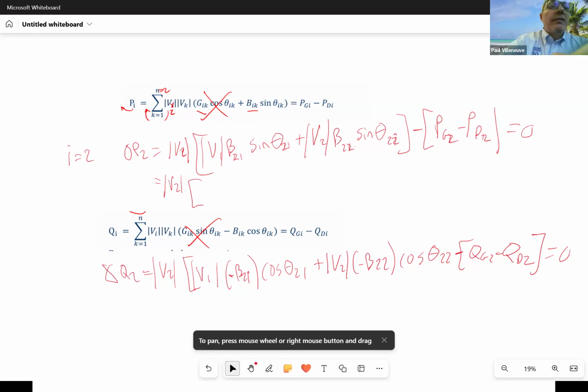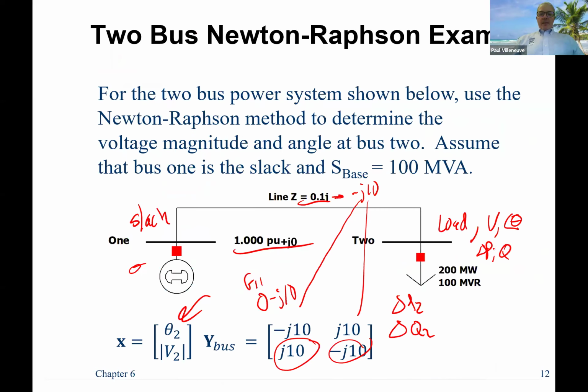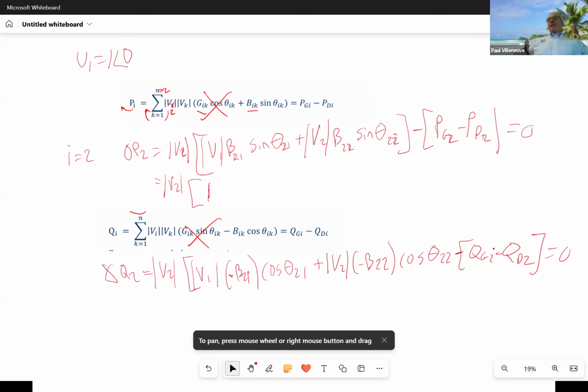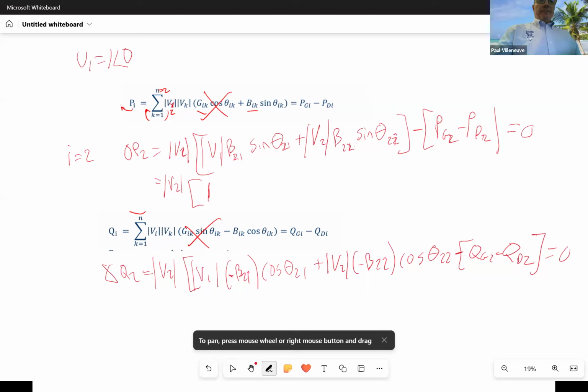Yeah, it's given. V1 is 1 at an angle of 0. So the magnitude of V1 is 1. That's not a variable. It's a known number. I just call it 1. B21, I've got to dig that out of my Y bus. So B21 is 10 or J10? Not J10, it's 10, right? Because we factored out the complex numbers. We can't have any complex numbers there.